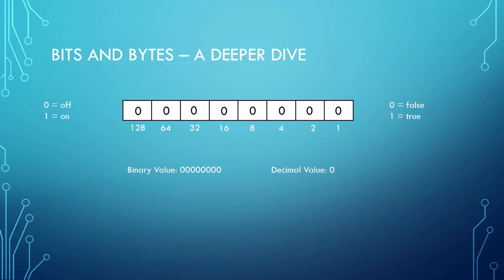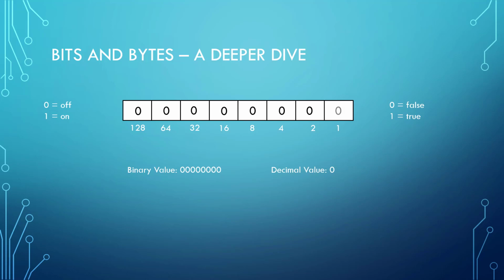So we're going to put zeros in each of the bits within this byte. So the binary value that we're looking at is 0, 0, 0, 0, 0, 0, 0, 0. So it's all zeros, right? There's 8 bits to a byte, so each one of these bits is turned off or has a value of false, because they're all zeros. So the decimal value is 0.